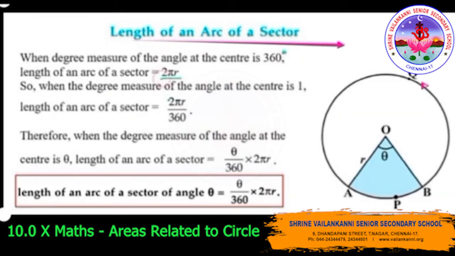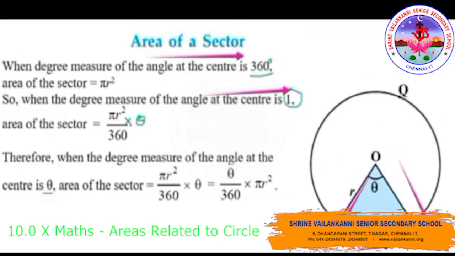We are given a circle with center O and radii OA and OB. We need to find the length of arc AB. Since we know that the angle in a circle is 360 degrees, the entire area of the full circle will be pi r squared. When the measure of the angle is 1 degree, the area of the sector is pi r squared by 360 into 1.